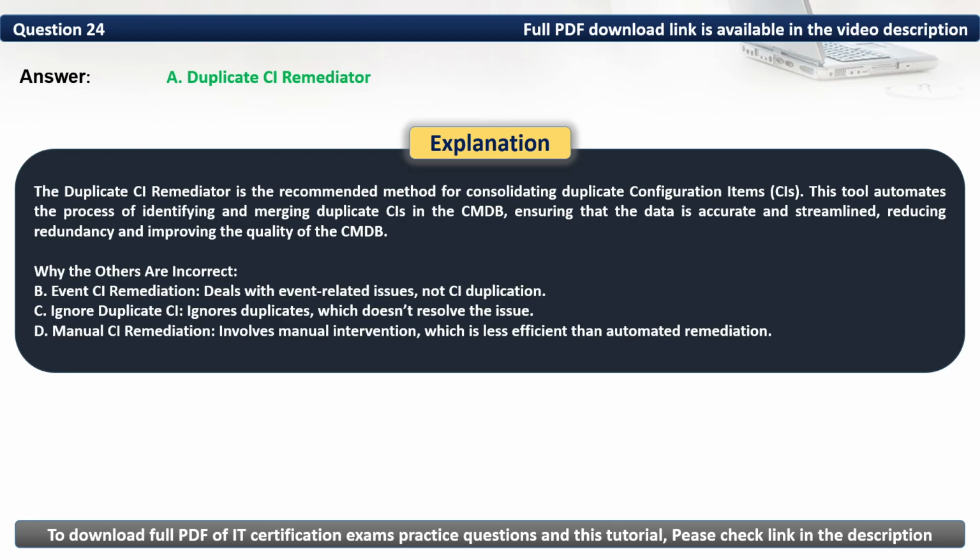The duplicate CI remediator is the recommended method for consolidating duplicate configuration items. This tool automates the process of identifying and merging duplicate CIs in the CMDB, ensuring that the data is accurate and streamlined, reducing redundancy and improving the quality of the CMDB.